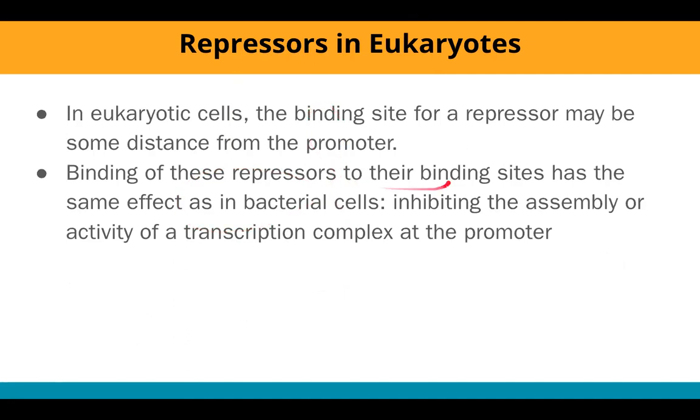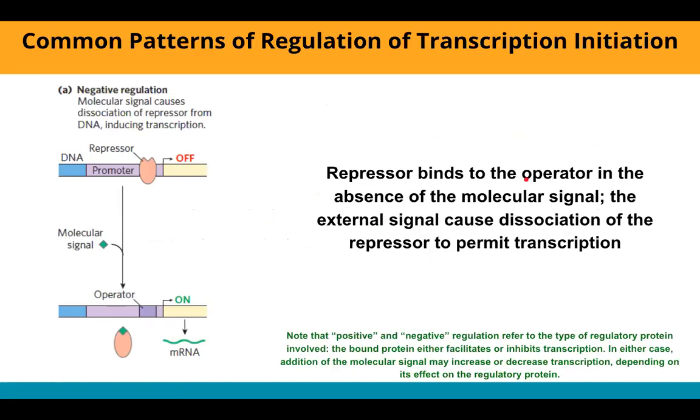For eukaryotic cells, the binding site for a repressor may be some distance from the promoter, and binding of this repressor to their binding site has the same effect as in bacterial cells. They inhibit assembly or activity of a transcription complex at the promoter. Now remember, in eukaryotes, the genetic architecture is quite complex compared to prokaryotes.